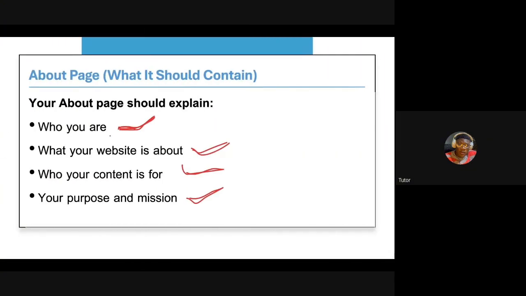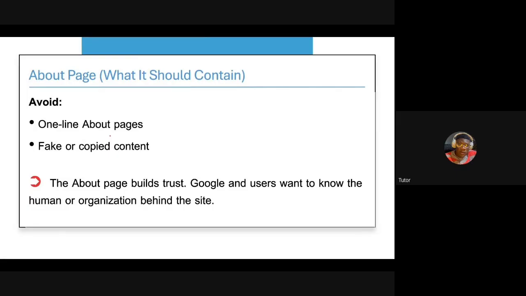Now, let's talk about the things you should avoid when updating your about us page. Avoid a one-line about us page. Don't be lazy. Don't just go there and write, my name is so-and-so, and leave it. No. AdSense will not approve your website. Secondly, fake or copied content. Don't go to another blog, copy their about us and paste it on your own. No, don't do that.